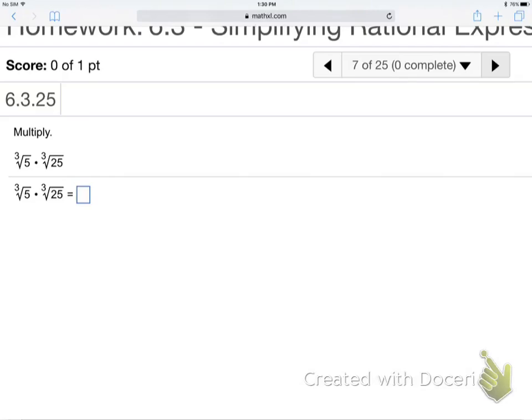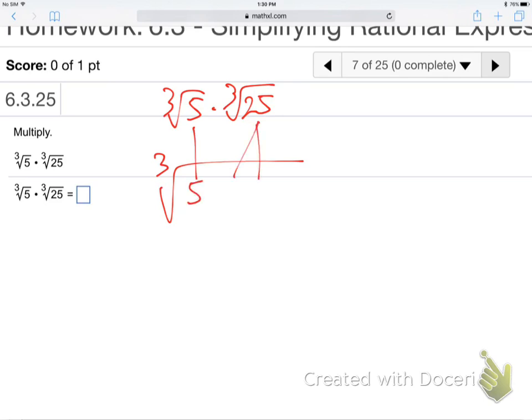All right, try that one. Cube root of 5 times cube root of 25. So right away, just put them all in the same root. Doesn't matter they're in 2 separate roots. Same thing, just put them all in 1 big root. Don't multiply them together, just break them apart, right? Just bring down the 5, break down the 25. Just lump them all together, 1 big root.